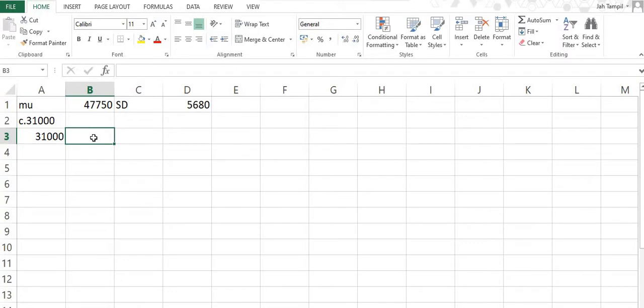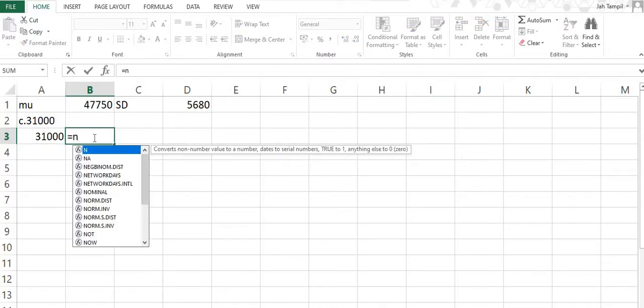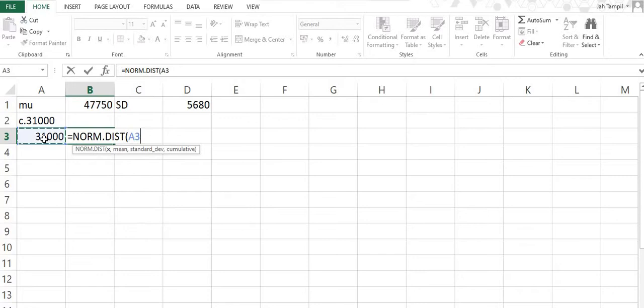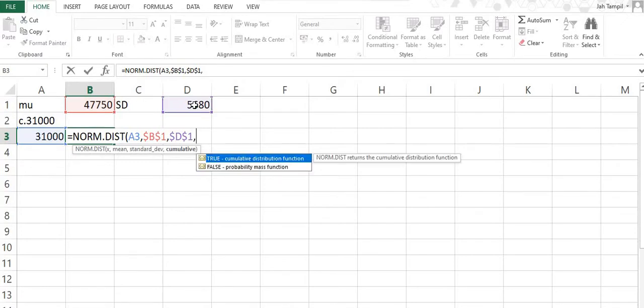So now let's see what the ranking is, or what we will feel, if we have 31,000. So we go to the equal sign and we select norm.dist. We put 31,000, comma, the mean, select it, don't forget to press F4, comma, the standard deviation, don't forget to press F4, comma, and since first we will look for the cumulative, or if it's less than, let me put true first.